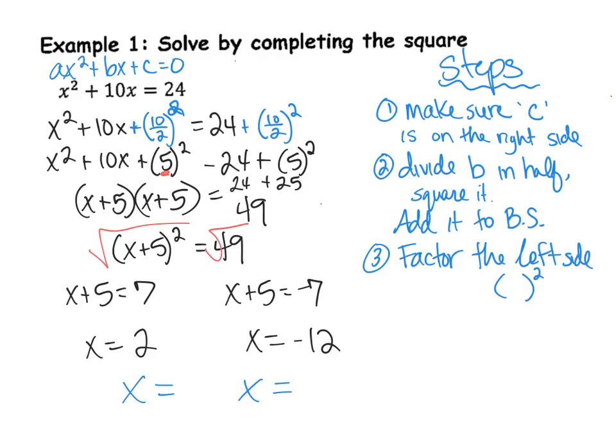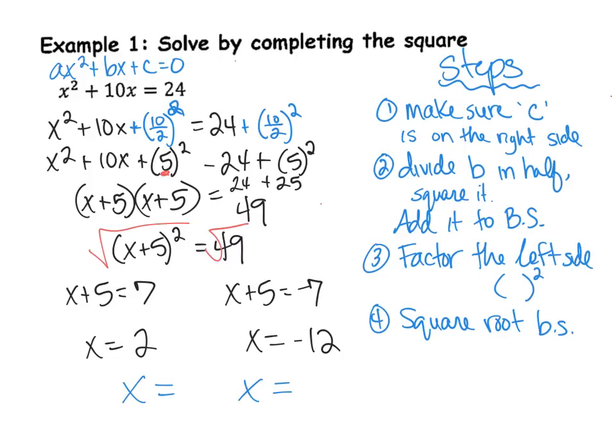So, step 4 is square root both sides. Question, yeah. Say it again. What if I can't what? What if you can't split b in half? Like if it becomes a fraction, then you write a fraction in your parentheses.